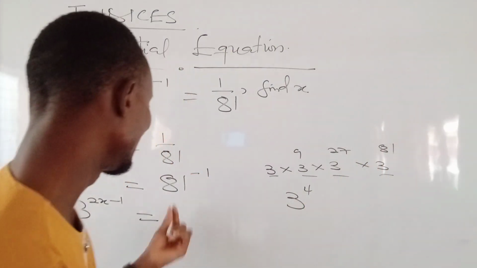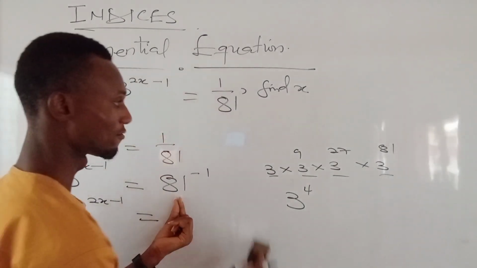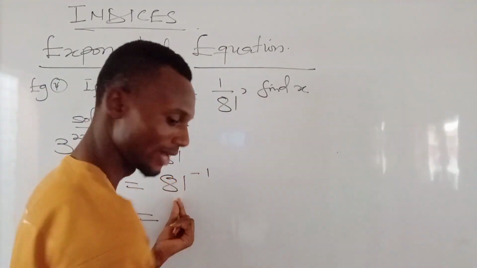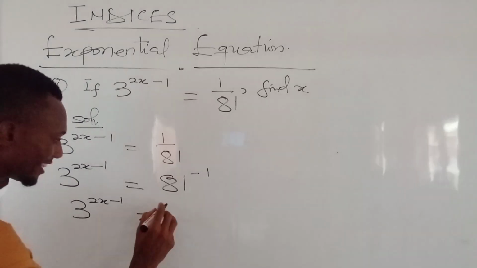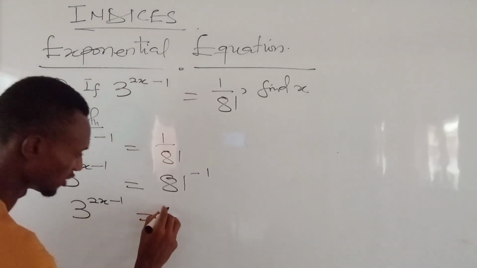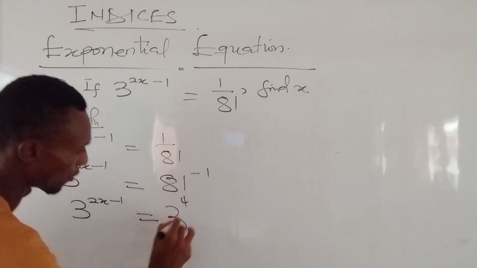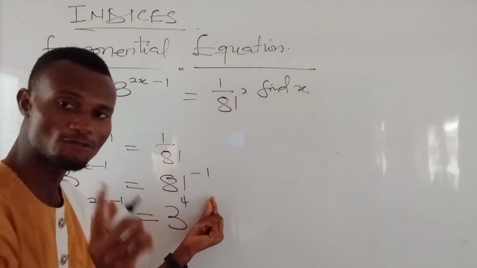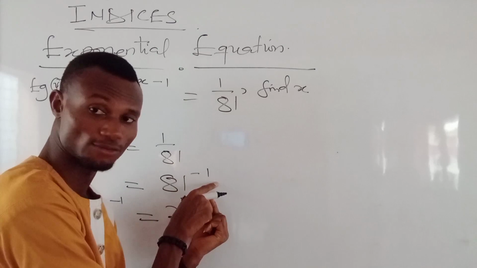So 81 can be written as 3 to the power 4. Let me clean this, then let's replace the 81 by 3 to the power 4, because it needs to get the same base as this one. So I have 3 to the power 4, which is the 81. Now don't forget there is already a power of -1 here.